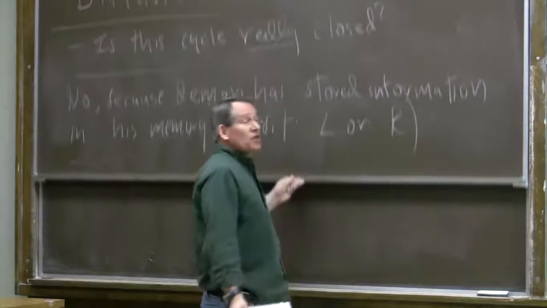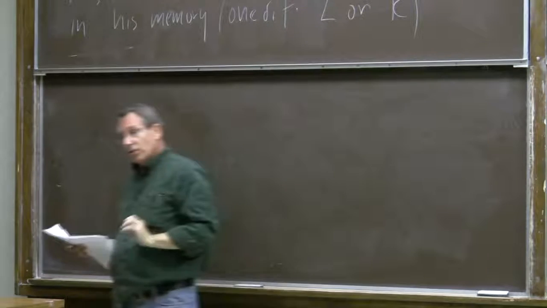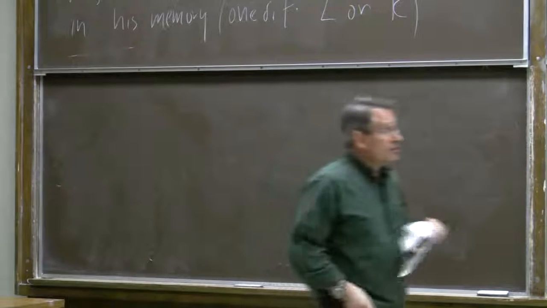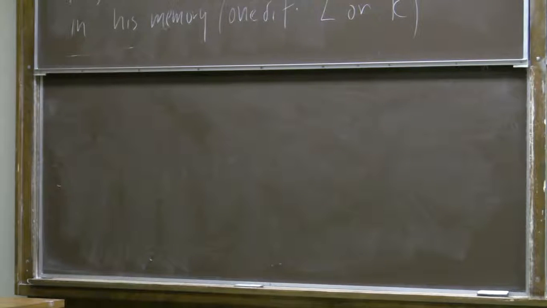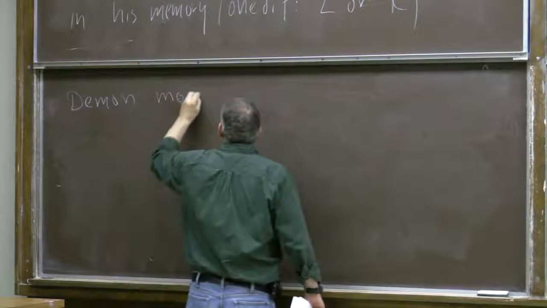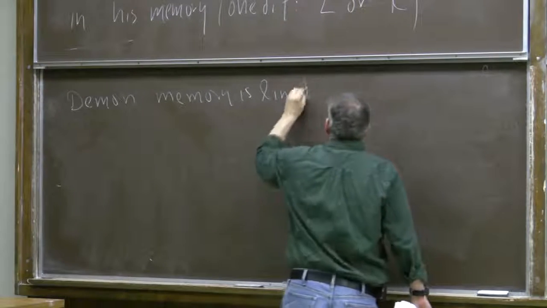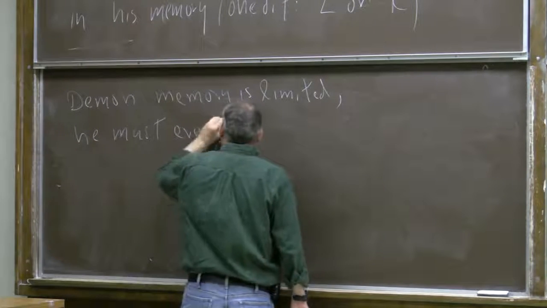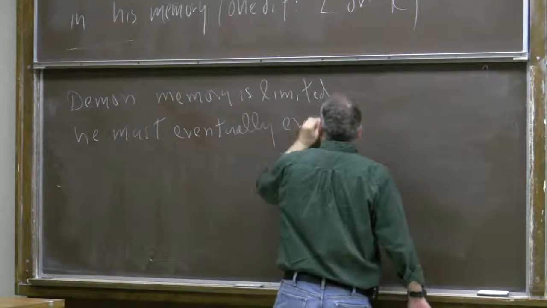So really, the system that we're considering is not just the gas, the one molecule in the box. It is one molecule in the box and the demon's memory. Okay. We brought the gas back to its original state, but not the demon. Now, the demon might have a lot of memory, and if he has a finite amount of memory, eventually he's going to use it up, and he won't be able to do this anymore. He won't be able to store another bit, unless he... what? Right. So, the demon's memory is limited. He must eventually erase, if he wants to reuse it.